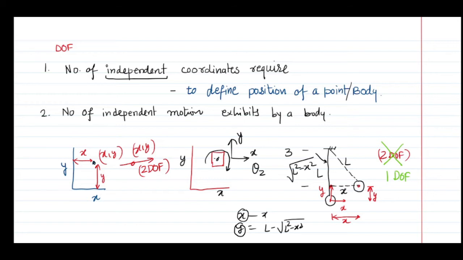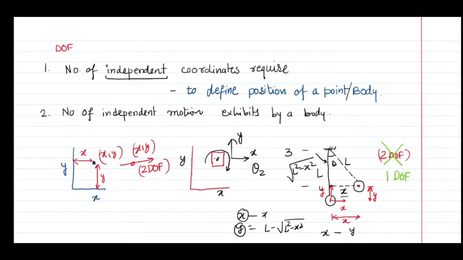Similarly, if you know the Y value, then you know this remaining length, and using the same Pythagoras theorem you will be able to get the x value. So if you know the x, you will be able to get y. In addition to that, another coordinate that can be used to define the position is the theta. And theta, x and y, all three are dependent on each other.